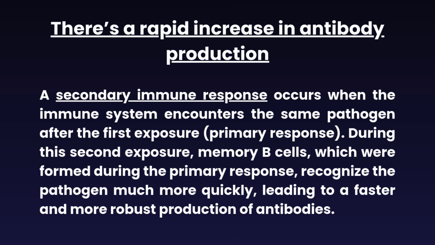A secondary immune response occurs when the immune system encounters the same pathogen after the first exposure, the primary response. During this second exposure, memory B cells, which were formed during the primary response, recognize the pathogen much more quickly, leading to a faster and more robust production of antibodies.